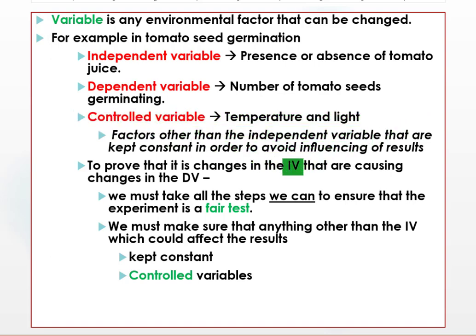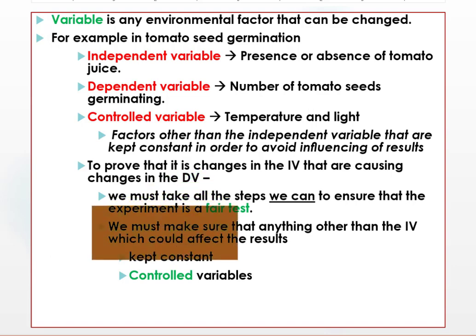To prove that it is a change in the independent variable that is causing changes in the dependent variable, or result or effect, we must take all the steps to make sure that the experiment is a fair test. After we confirm that the experiment is fair, we must make sure that anything other than the independent variable, or the cause, which could affect the results is kept constant or controlled. When other factors other than the independent variable are controlled, the only results, or effects, or dependent variable changes that happen in our experiment are due to changes in the independent variable.